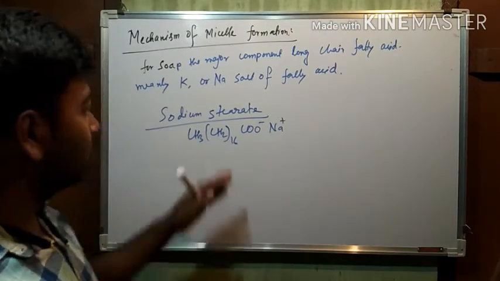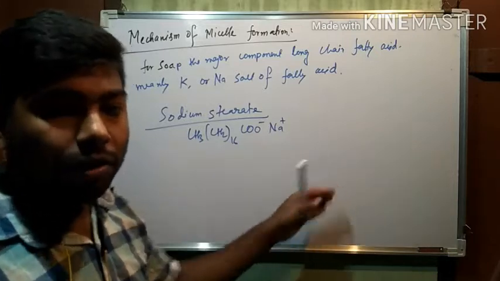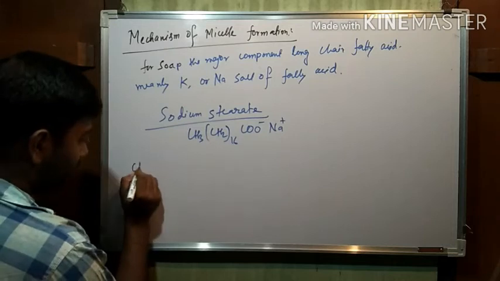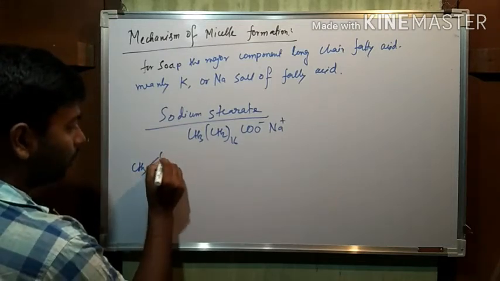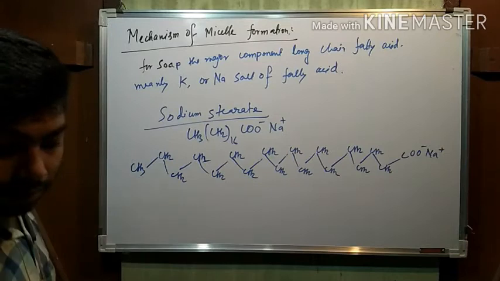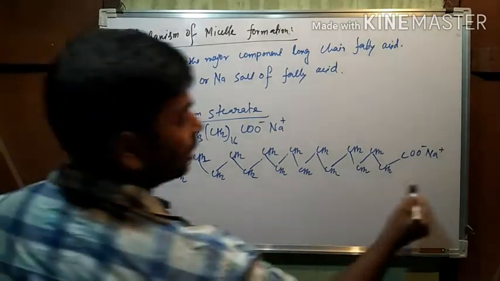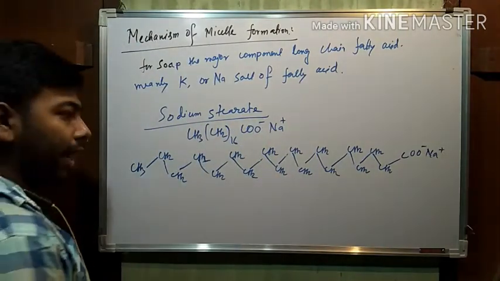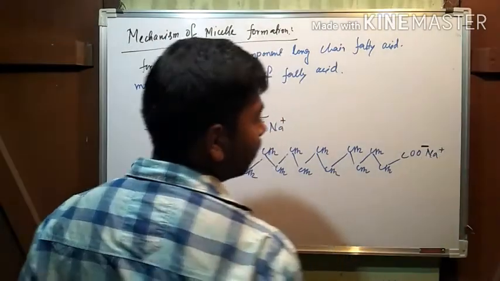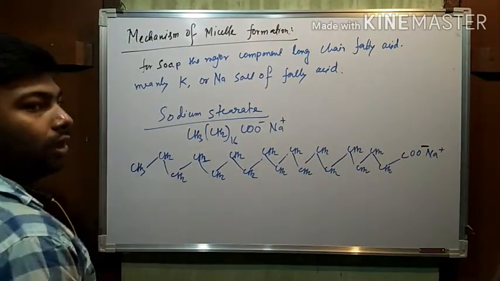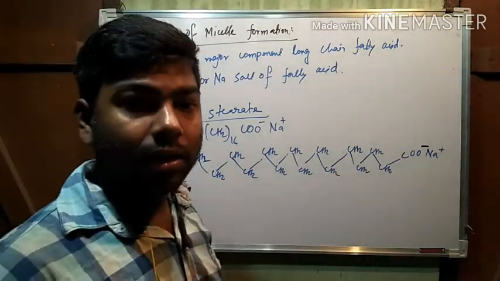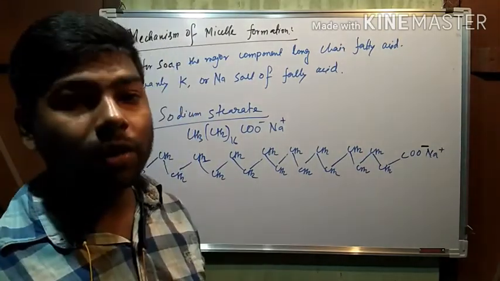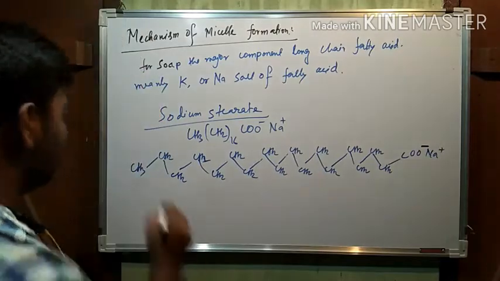Now, see. If we draw this one in chain form, what will we get? We are drawing in chain form: CH3, CH2, and so on. This is the chain structure, or you can say the complete structure of sodium stearate, where here is the anion and this is the cation. Now, as I said, about hydrophilic or hydrophobic, or you can say lyophobic or lyophilic. Now, see.